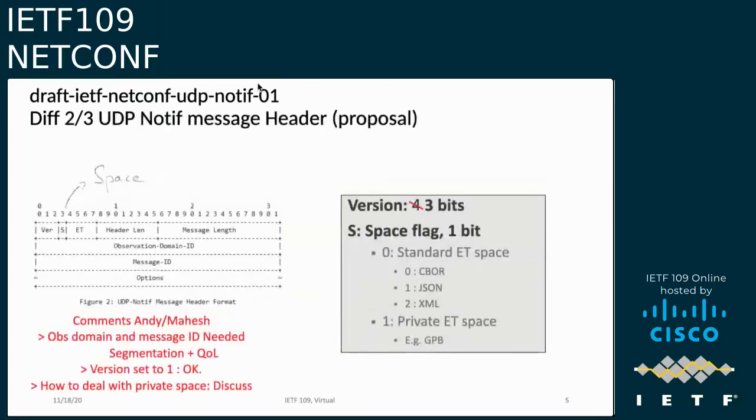Then we proposed some changes to the notification message header. So what you can see first is that we stole a bit from the version field to introduce what we called an encoding space flag. When it is unset, it means that the encoding type field is standard, meaning that the value in there defines a standard encoding. And when this flag is set, it means that we are falling into private encoding type space.